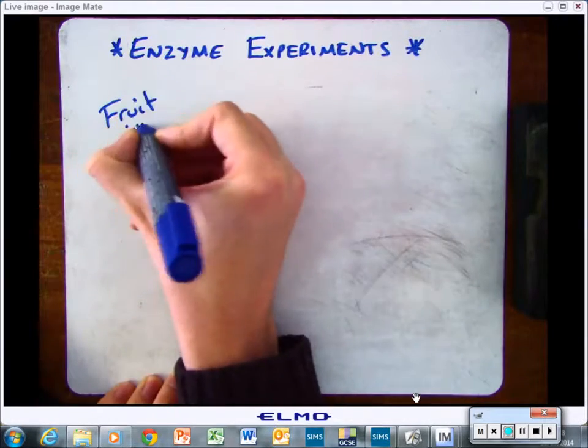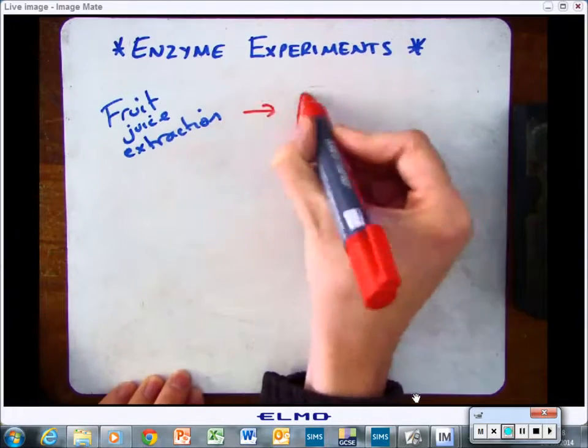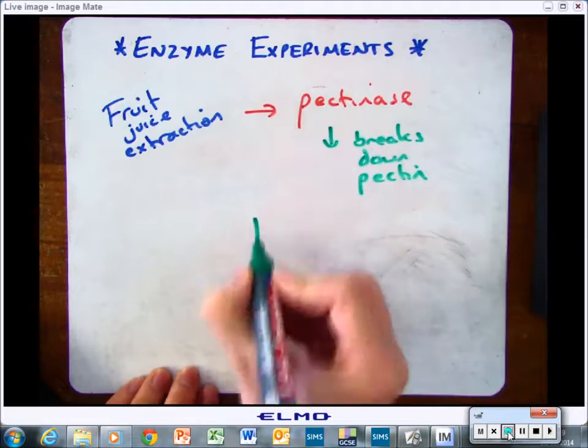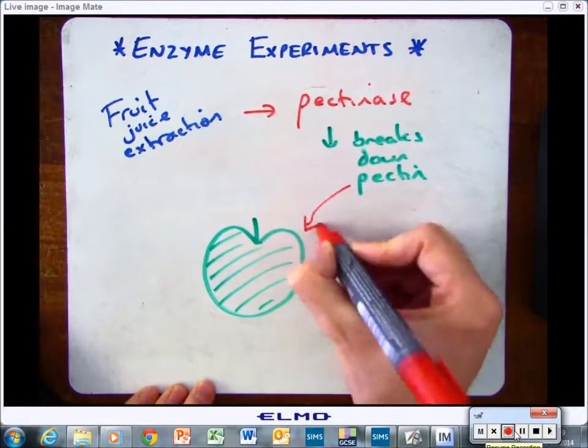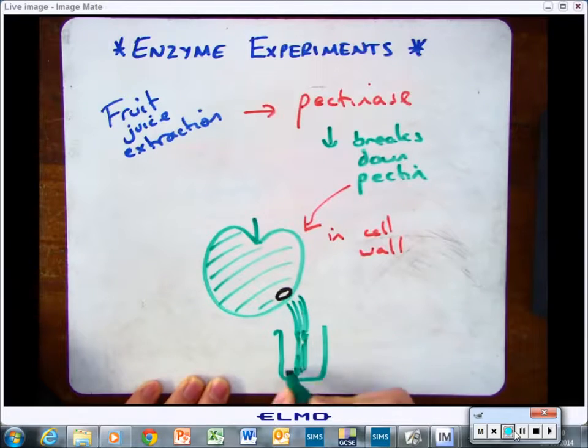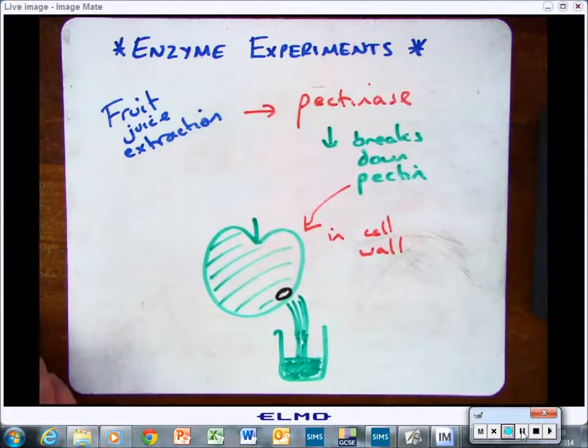This final part of the video is going to have a look at the enzyme that's used to extract apple juice, and that enzyme is called pectinase. Pectinase breaks down pectin, which is a substance that's found in the cell wall of fruits. Once it breaks down this pectin, it allows the cell wall to release the juices.